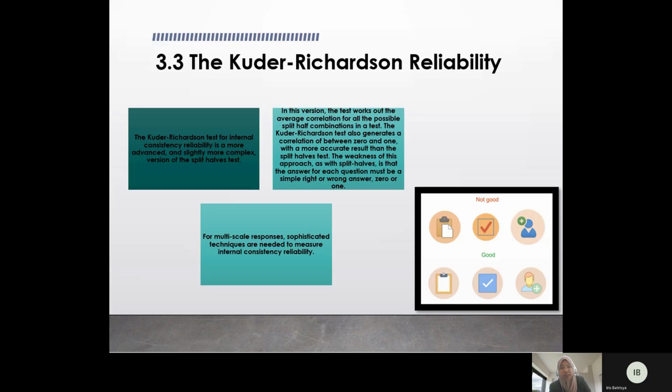The weakness of this approach, as with split halves, is that the answer for each question must be simple, a right or wrong answer, 0 or 1. For multi-scale responses, sophisticated techniques are needed to measure internal consistency reliability.